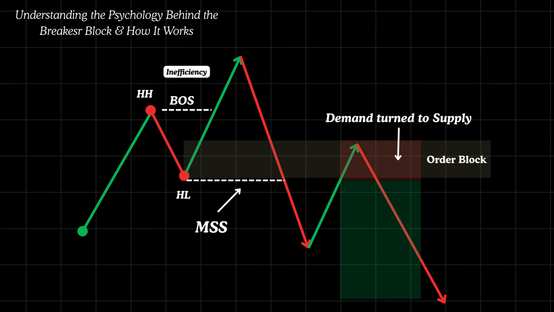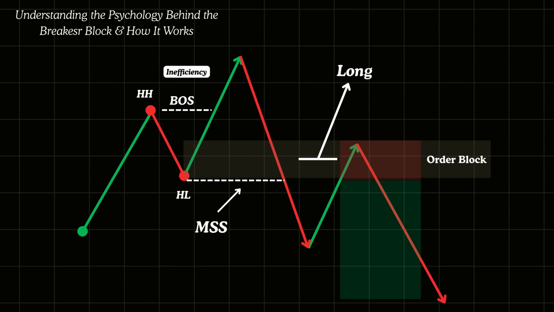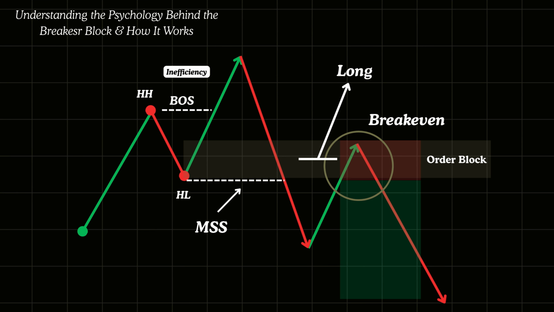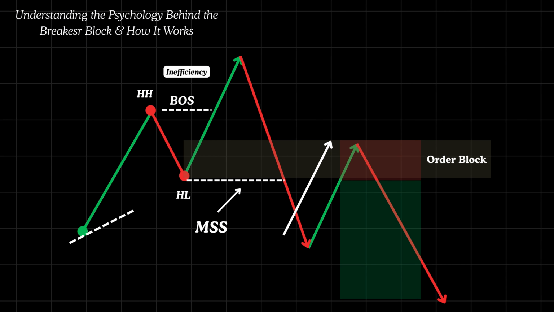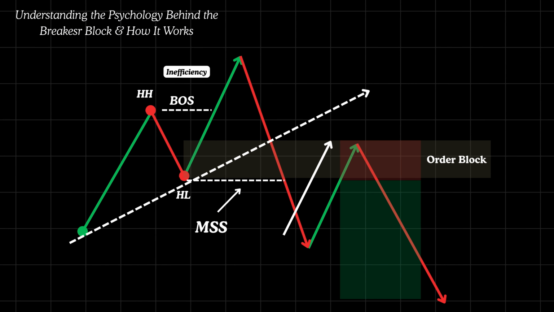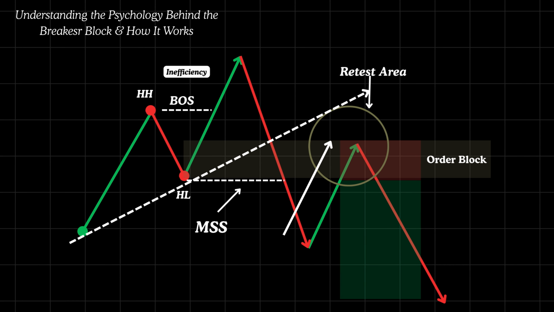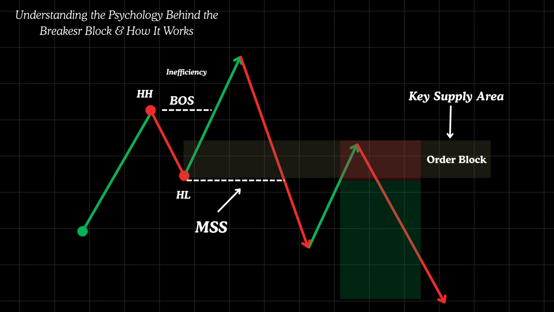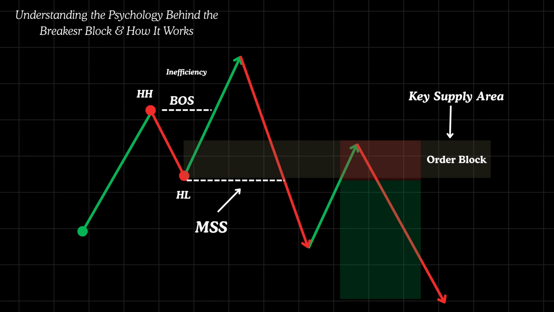The underlying psychology here is that traders who entered long at the order block during the earlier structure are now trapped. They anticipate a return to break-even so they can exit without loss. The mass closing of buy positions in this zone triggers a flood of sell orders, generating strong bearish momentum. At the same time, retail traders often view the market structure break as a trendline breakout. They wait for a pullback to validate their strategy and initiate short entries right at the retest zone, which aligns with the breaker block. More traders also short this level because they recognize it as a key supply area. All of these actions combine to make the breaker block a high-probability supply zone, typically leading to price reversals.